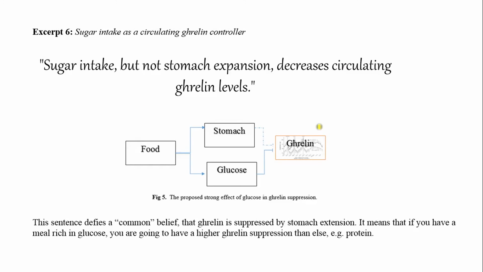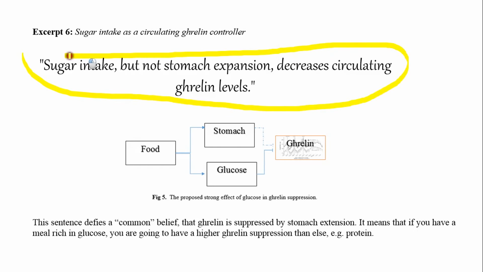Now excerpt number 6: sugar intake as a circulating ghrelin controller. Sugar intake, but not stomach expansion, decreases circulating ghrelin levels. However, you must be careful with the sentence, because this paper is not new, and some newer work has shown that it is likely a balance between each of them.